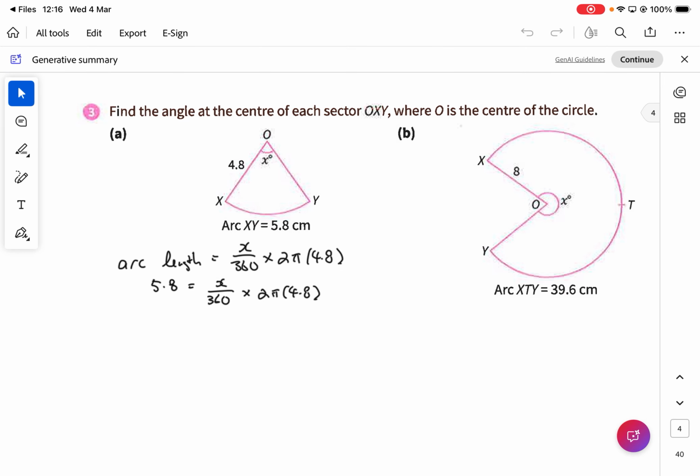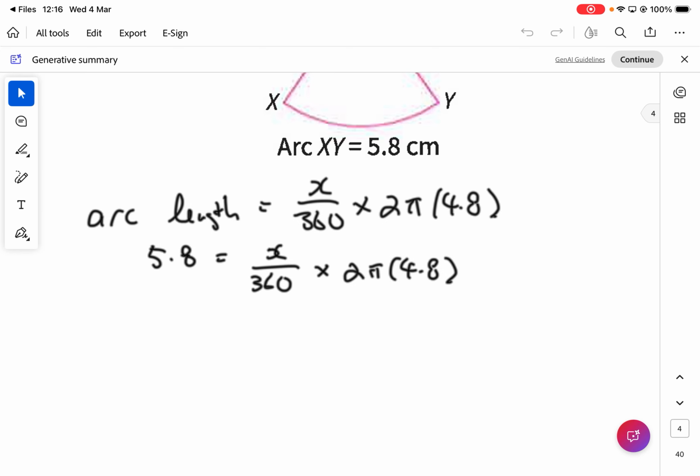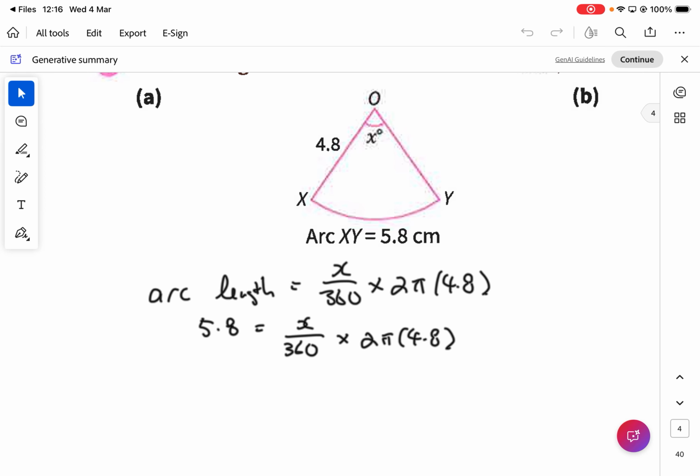Okay? Then how do I make my x the subject? I want to find out what is x given this equation. So I continue to write equation until my x is by itself on one side. Okay? So my left hand side, continue, I want to write the next equation. 5.8 is still 5.8.